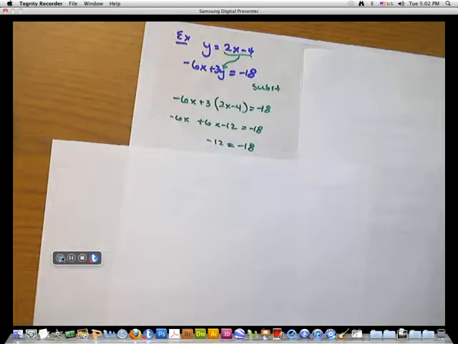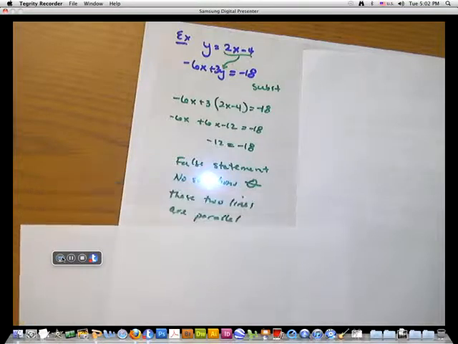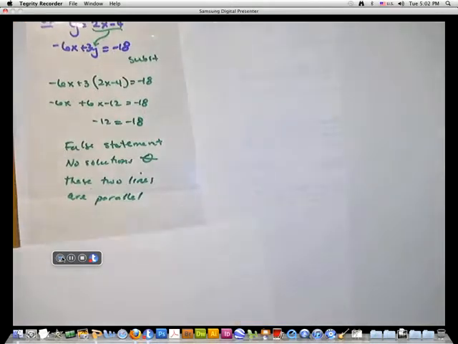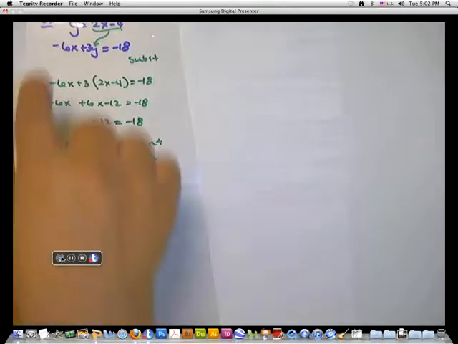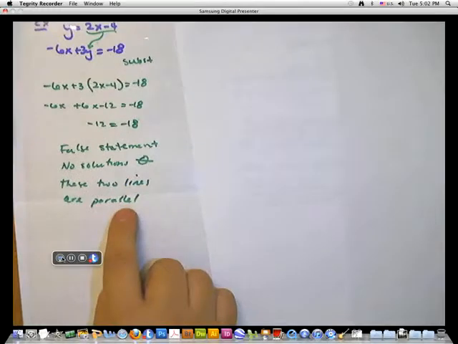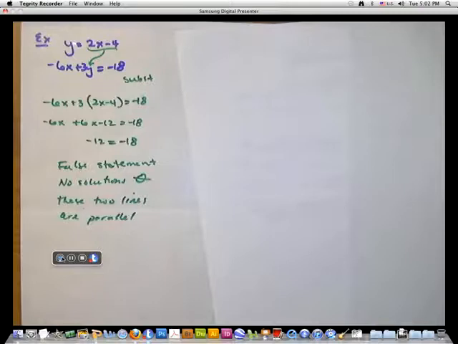If I get negative 12 equals negative 18, I could get 0 equals negative 6. But no matter what, it's a false statement. It's never going to be true. Negative 12 can never be negative 18. Just like if you were to combine the 12 and the 18, you get 0 as negative 6. That can never happen. If you work this out and you get a false statement, it means they do not intersect. There is no solution. If you were to graph them, the lines would be parallel.